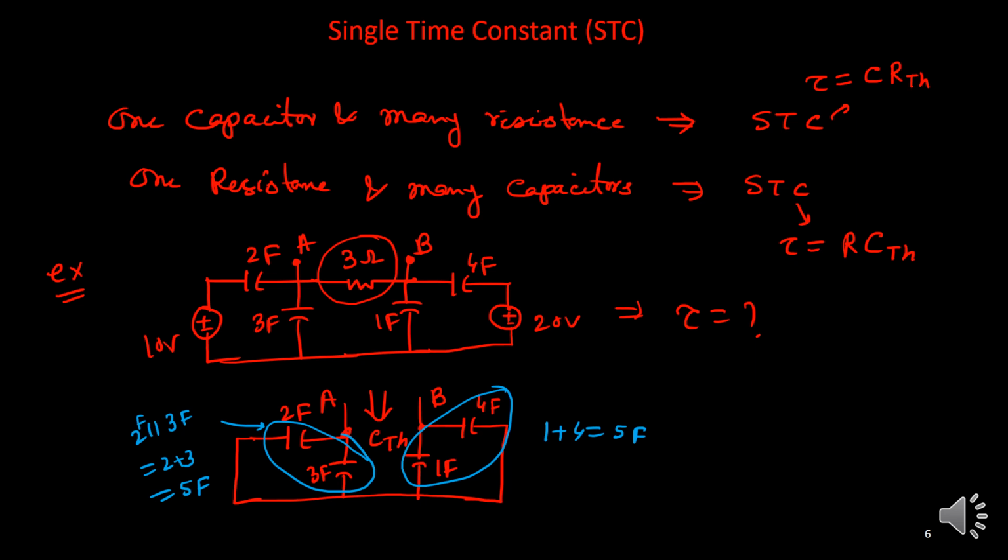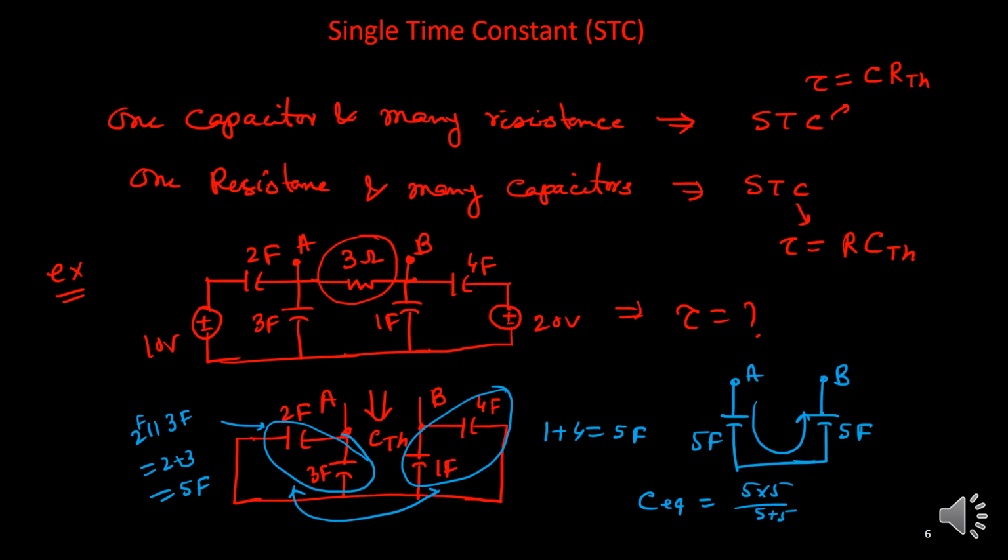Then this one and this one are connected in series, one after another, because from this end I have one capacitor, from this end I have another capacitor, and this is your point A, this is your point B. This is your 5 farad, this is again 5 farad. So they are connected one after another, so in series. So C equivalent or CTH will be 5 into 5 by 5 plus 5, which means 5 by 2 farad. So this is your equivalent capacitance C.